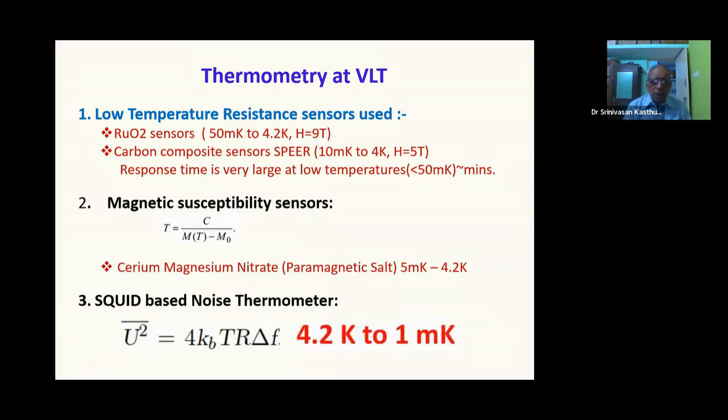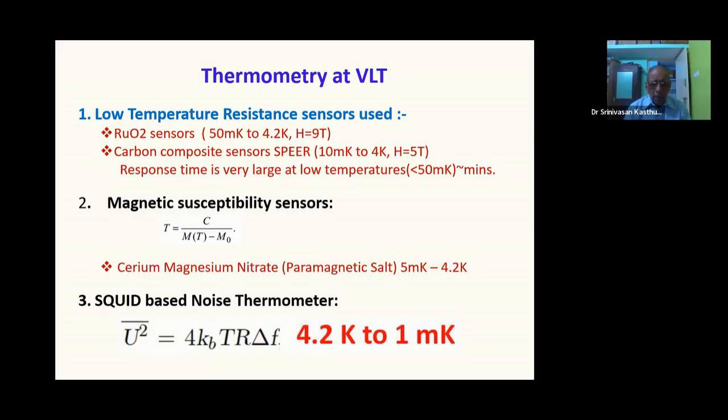Now, the temperature sensors which are used at very low temperature are the following. One is low temperature resistance sensors. For example, one can use ruthenium oxide sensors from 50 millikelvin to 4.2 Kelvin, and in a magnetic field environment of 9 Tesla. Such is the capability of these ruthenium oxide sensors. You can also use carbon composite sensors.